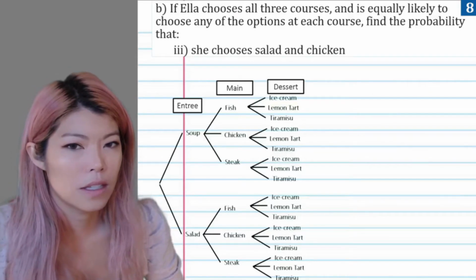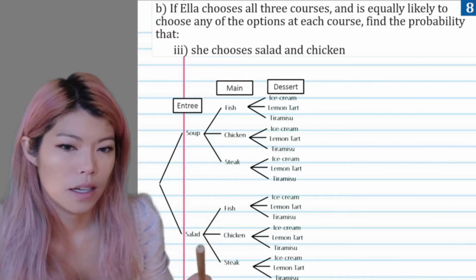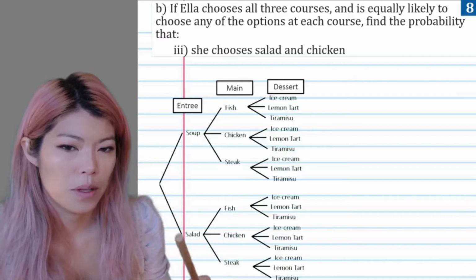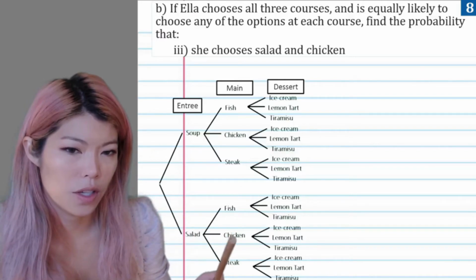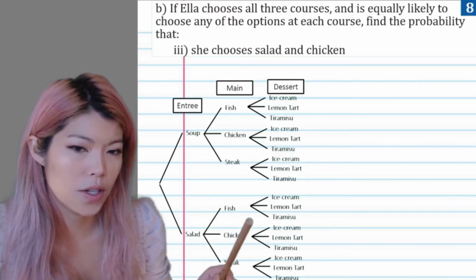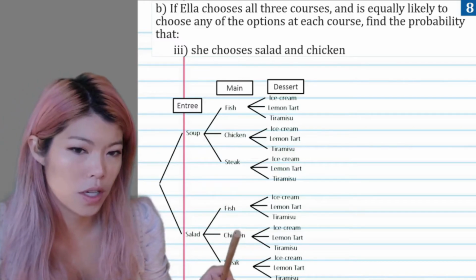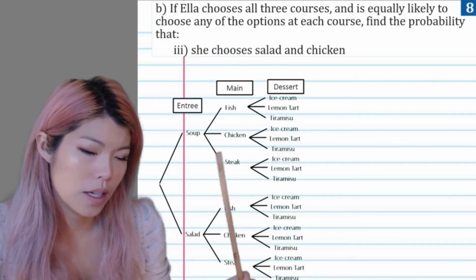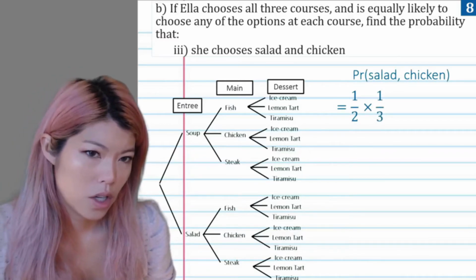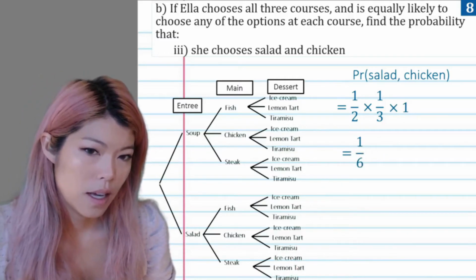What is the chance or probability she chooses salad and chicken? So salad and chicken. So probability of salad is a half, chicken is a third, and any dessert. So a half times a third times anything is always 1. So a half times a third is a 6, times 1 is also a 6. So salad times chicken times anything, 1. So 1 over 6. And let's double check.